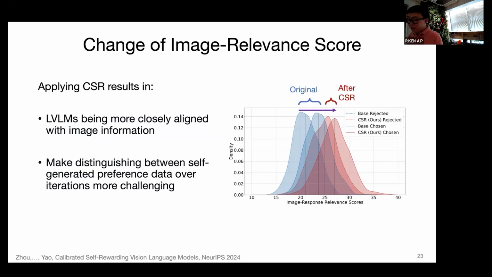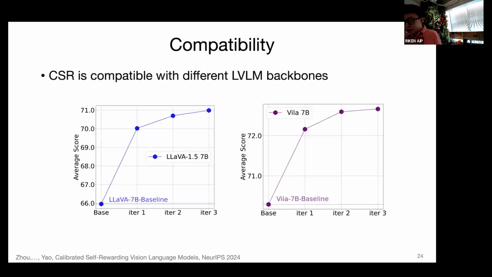We also compare with the original models the gap between the chosen response and the rejected response. After applying our method, we found the gap is much smaller compared with the original method. This makes it harder for the models to distinguish between the self-generated preference data over different iterations, which becomes more and more challenging after applying our method. The models can self-generate many very similar responses, making them harder to distinguish. But for the original models it is much easier to distinguish, so they still have a lot of room for better alignment.